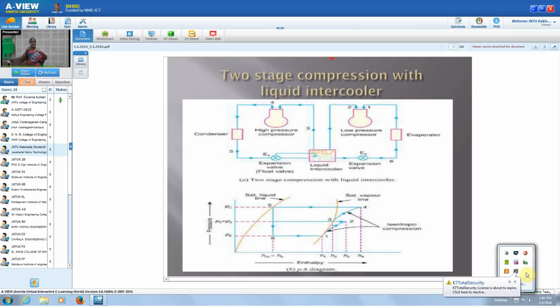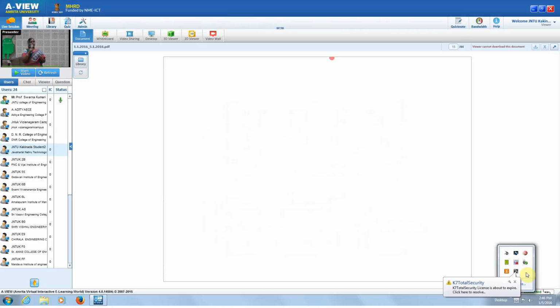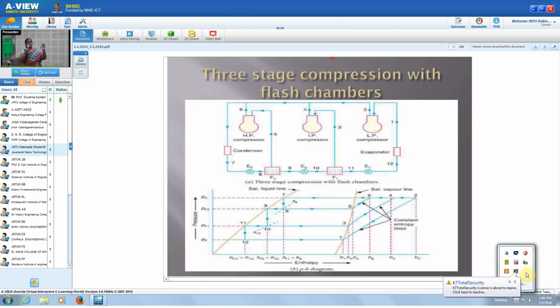Whereas in the second case, by using 3 expansion valves, we are able to get the expansion process very near to the liquid line. So with this we can get more refrigeration effect also. The remaining processes are the same. 12 to 1 is the actual refrigeration effect produced, and similarly 1 to 2 is compression.